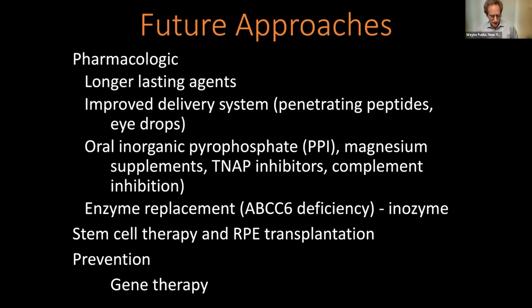The future looks bright for treatment of the ocular complications of PXE. We can look forward to better therapeutics, including longer-lasting agents and improved delivery systems. We continue to explore new therapeutics like TNAP inhibitors and enzyme replacement therapy. There are currently stem cell trials underway, as well as scientists studying transplantation of the pigment epithelium. The ultimate therapy will be some form of gene therapy to truly prevent complications from this disease.